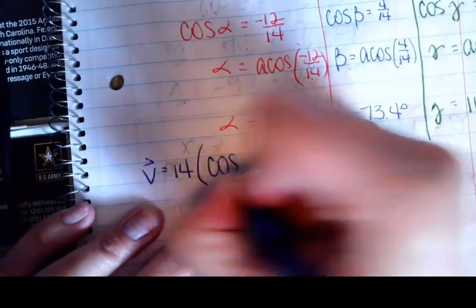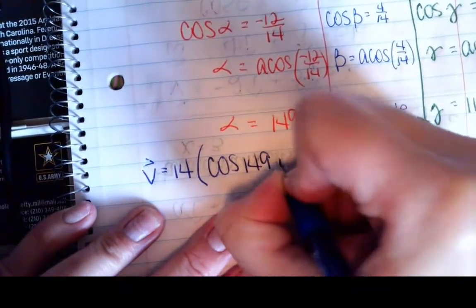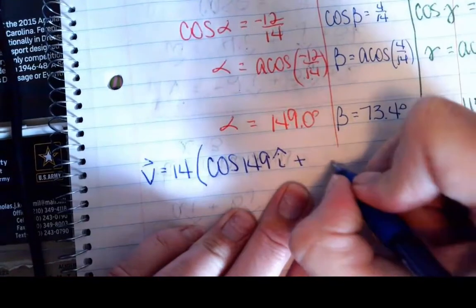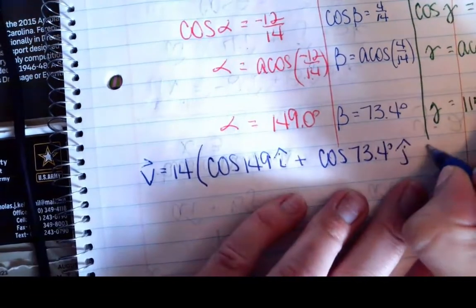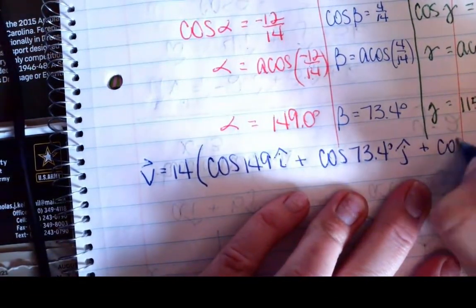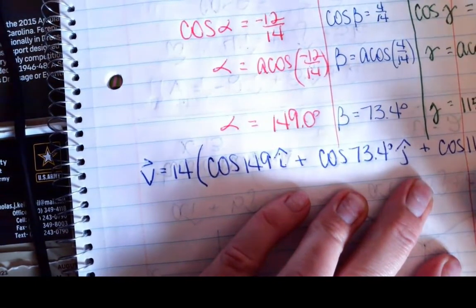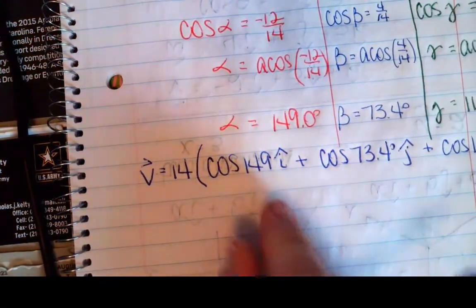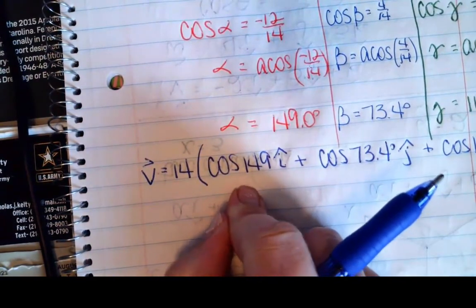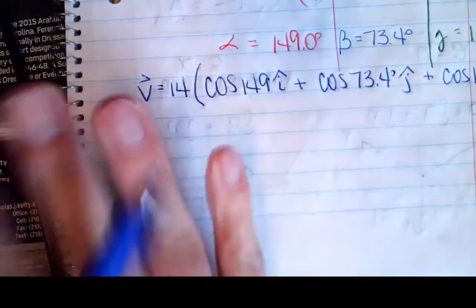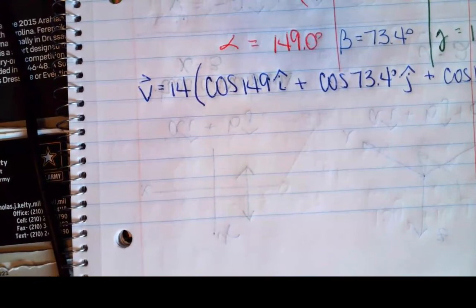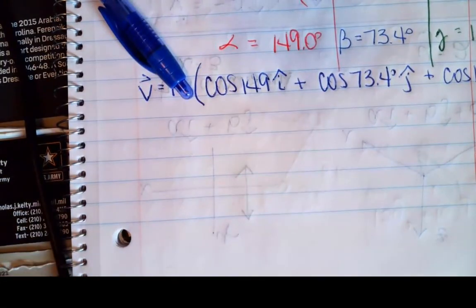And then I'm going to have the cosine of alpha, which is 149 on I, plus the cosine of beta, so the cosine of 73.4 on J, plus the cosine of 115.4 on K. Remember, don't find that ratio, because if you find the ratio, you'll be right back here in rectangular coordinates. So don't do that. All right, and that is how you're going to find that. And literally, that's pretty much it. So I will see you in the next section.